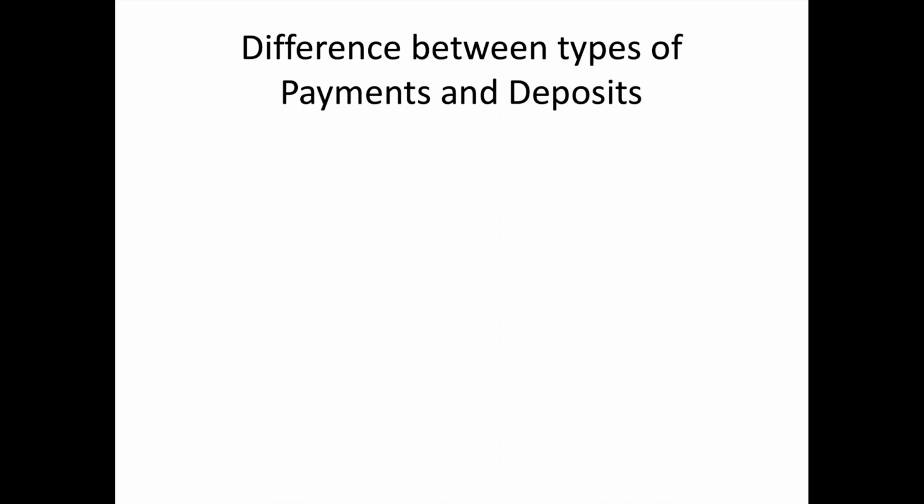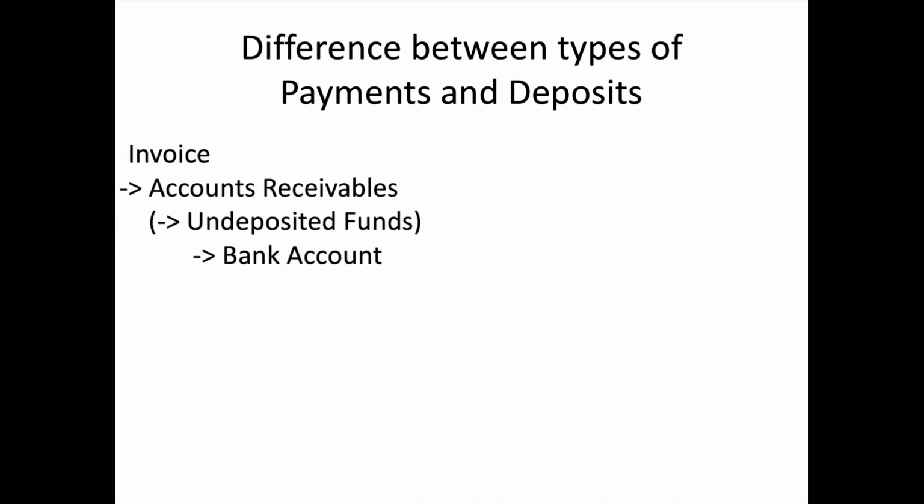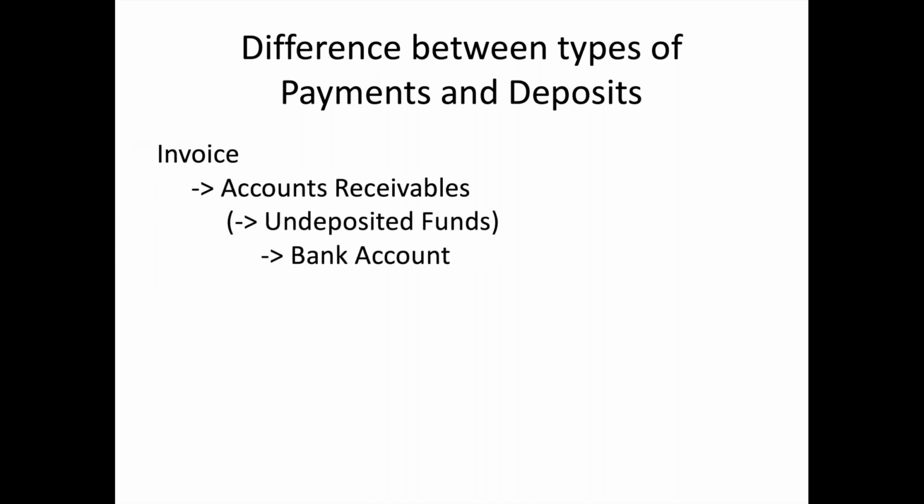I made a little overview to explain the differences between the various payments and deposits we have been talking about. With invoices, first the invoice lives in accounts receivables until you receive the payment against it. Then, if they pay with a check or cash, you might let that check sit on your desk for a week until you can make it to the bank. So that check lives in undeposited funds for that period of time. Finally, you deposit that check into the bank.